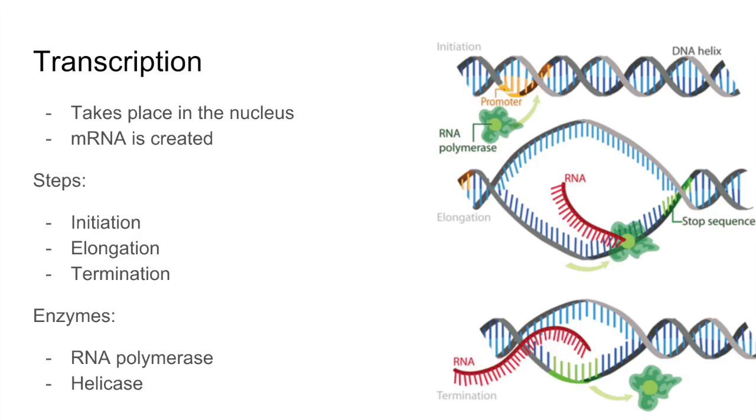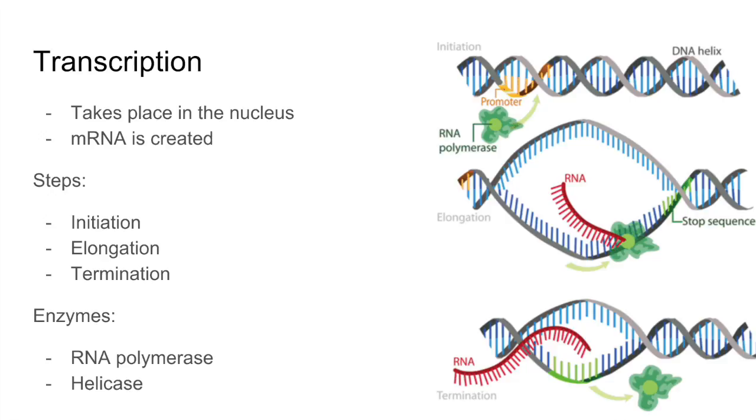Let's take a look at transcription in more detail. Transcription is also known as RNA synthesis, and it takes place in the nucleus, as that is where the DNA is located. The purpose of this process is to create mRNA, which carries partial genetic information, which is done by RNA polymerase. There are three steps in transcription, and they are initiation, elongation, and termination.